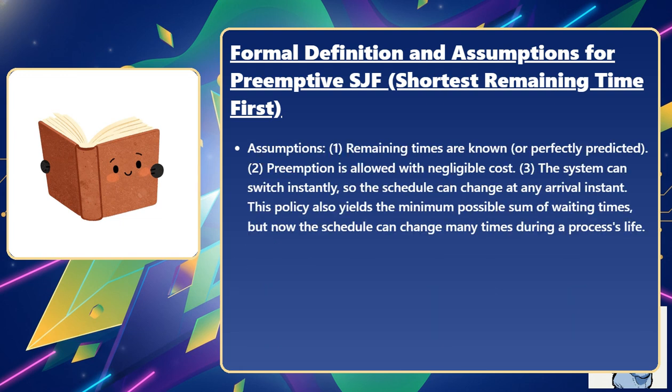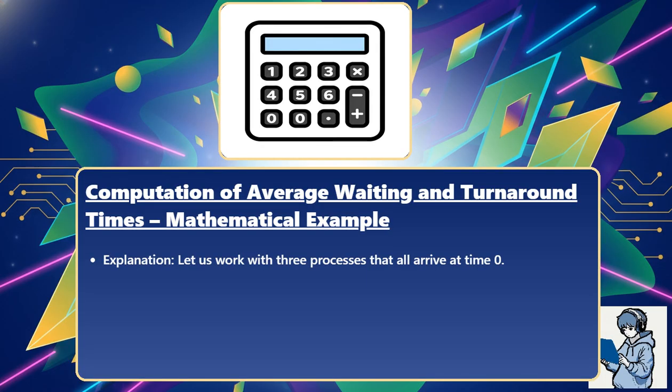Assumptions: 1. Remaining times are known or perfectly predicted. 2. Preemption is allowed with negligible cost. 3. The system can switch instantly, so the schedule can change at any arrival instant. This policy also yields the minimum possible sum of waiting times, but now the schedule can change many times during a process's life.